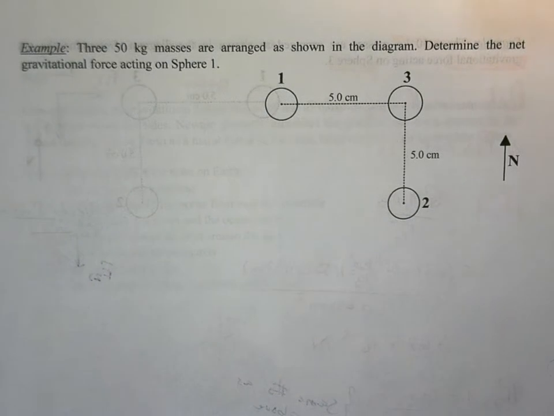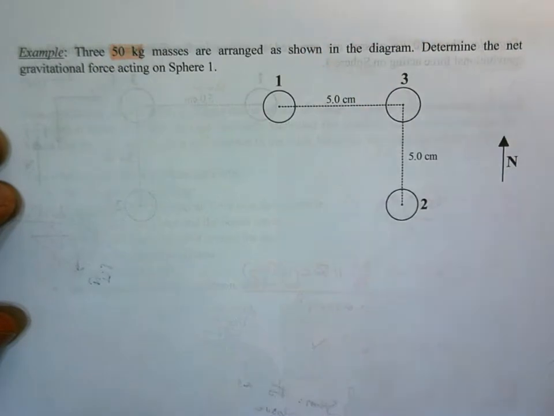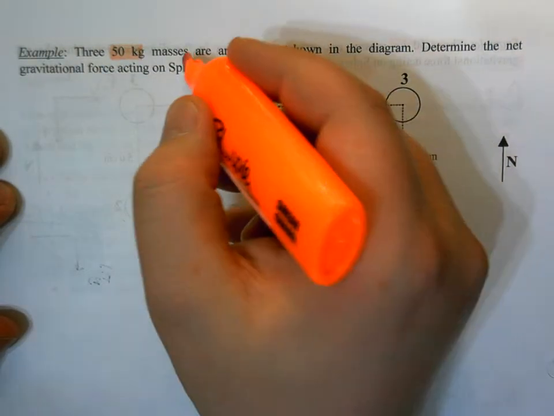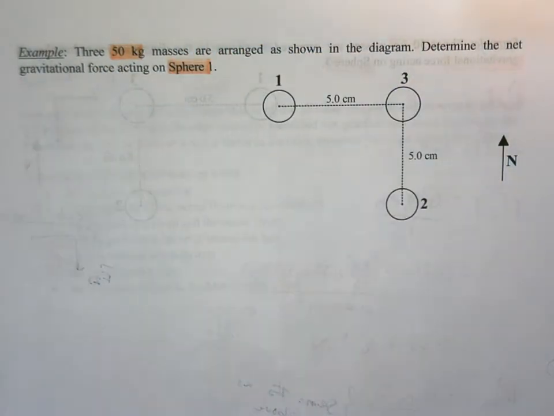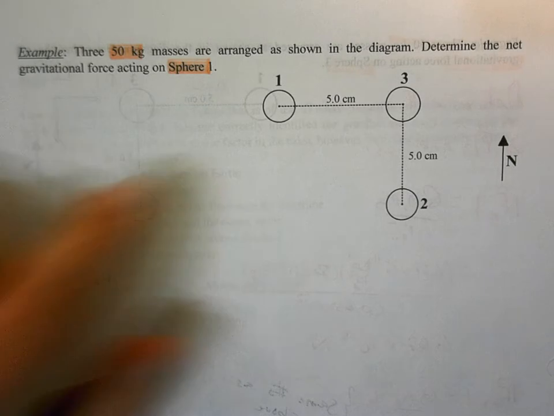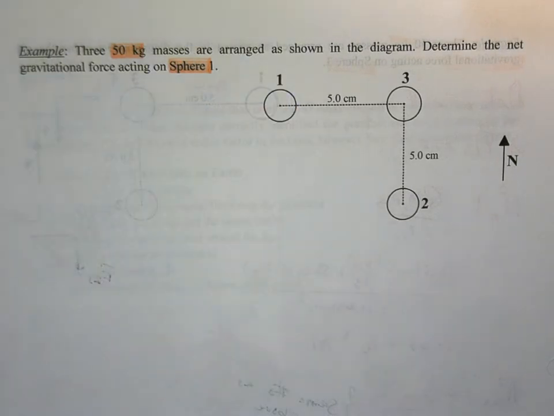So we want to look at one more 2D example that relates to force of gravity. And on first inspection, it might look like the exact same question we just did, but we've slightly modified it to make it, well, significantly more challenging. So this time, we still have three 50-kilogram masses, but we want to find the net gravitational force acting on sphere 1. So this time, we're finding the net force on this guy here.